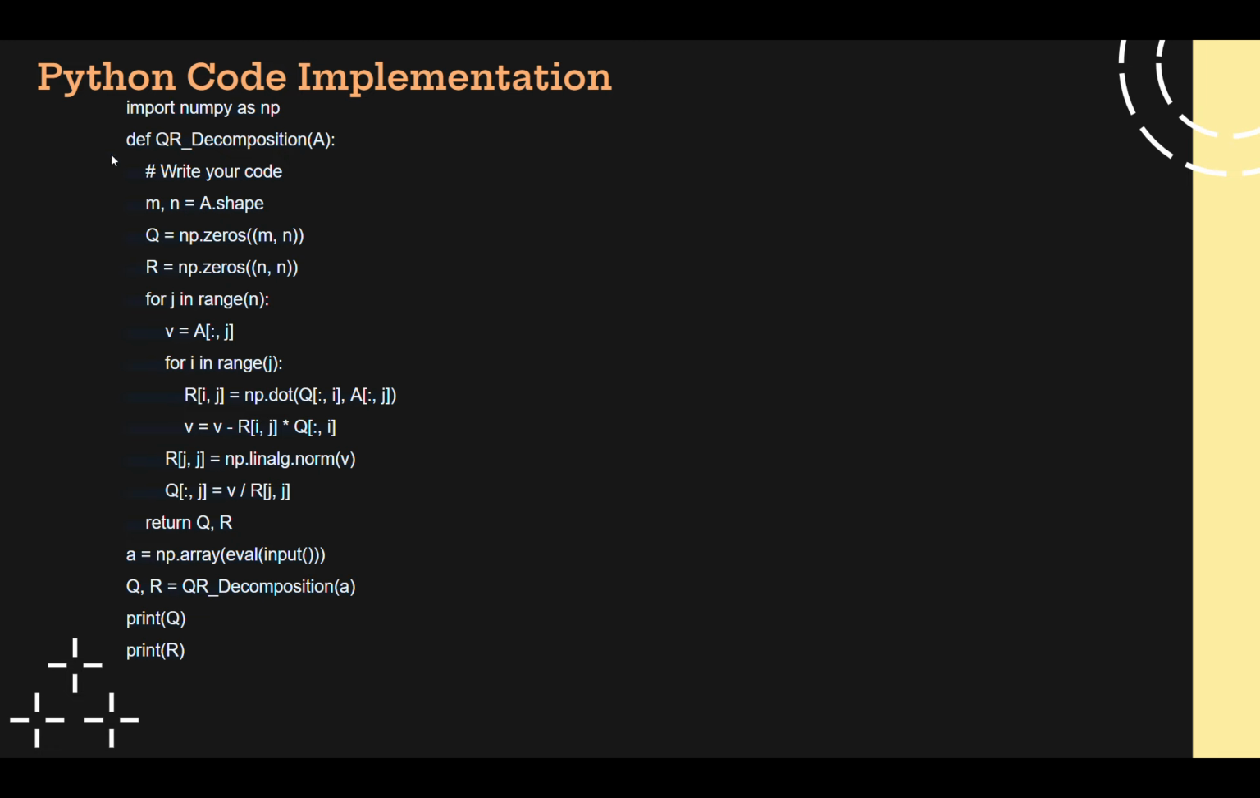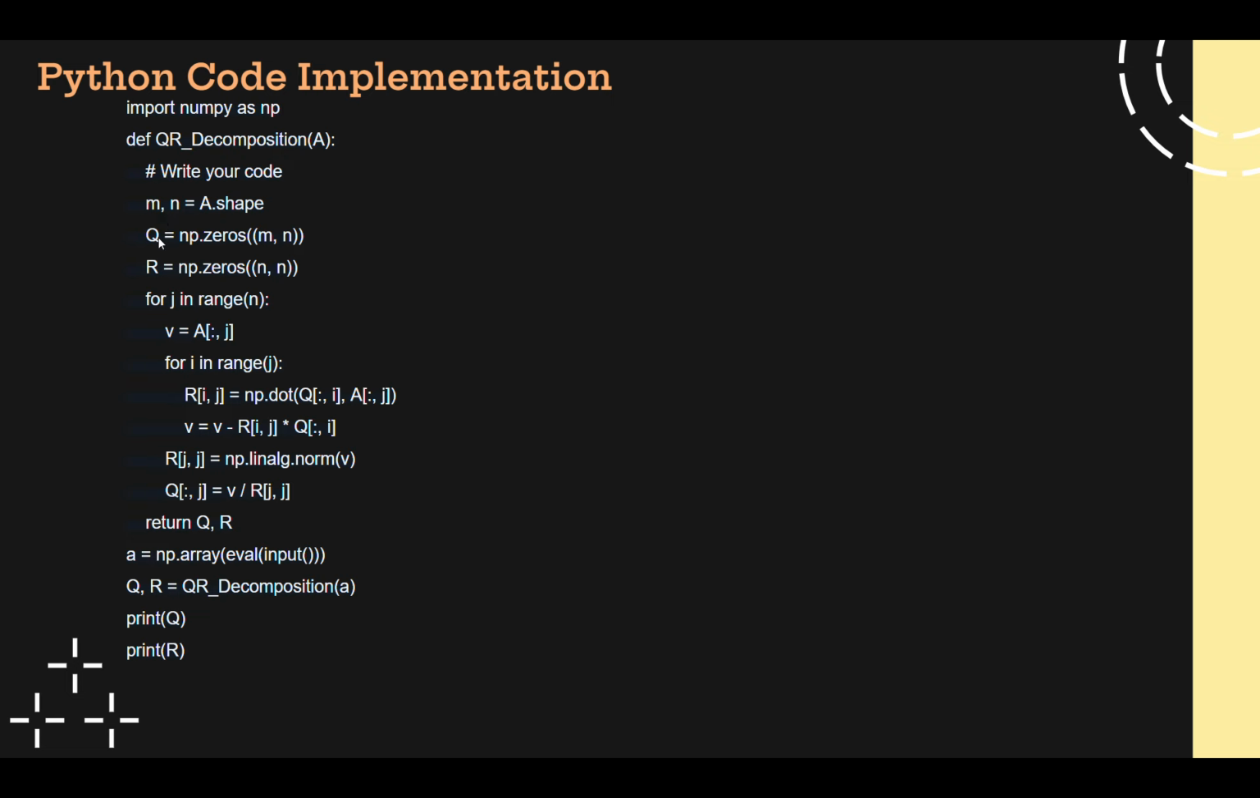Now let's walk through the Python code implementation. First, we import NumPy. This library is great for handling matrices and performing mathematical operations in Python. Here, we will define a function called QR decomposition, which takes a matrix A as input. This is the matrix we want to decompose. We extract the number of rows m and number of columns n from A. This tells us the size of the matrix.